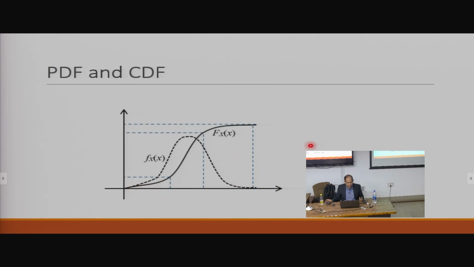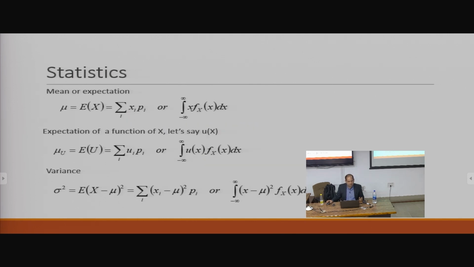So just a pictorial, what it's going to look like. PDF is here. PDF and CDF both have to be positive or non-negative, I should say. The CDF has to be a non-decreasing function. PDF can increase and decrease. Okay, and the maximum value the CDF or the cumulative distribution function can take is 1. So I'm sure you're familiar with this.